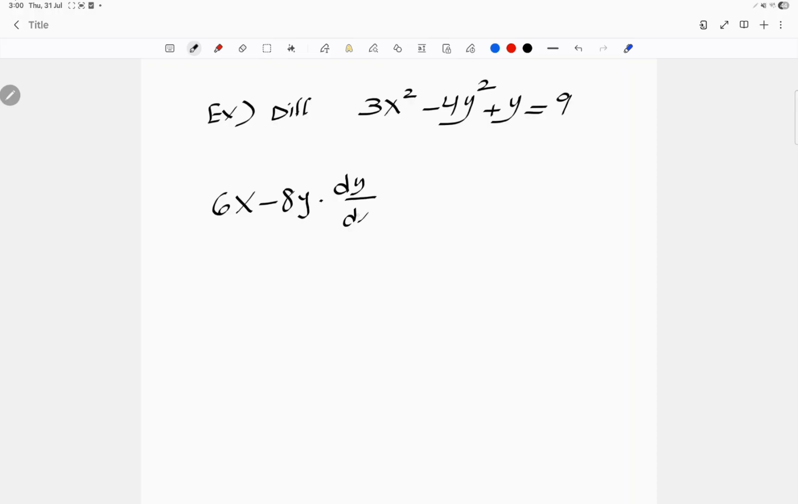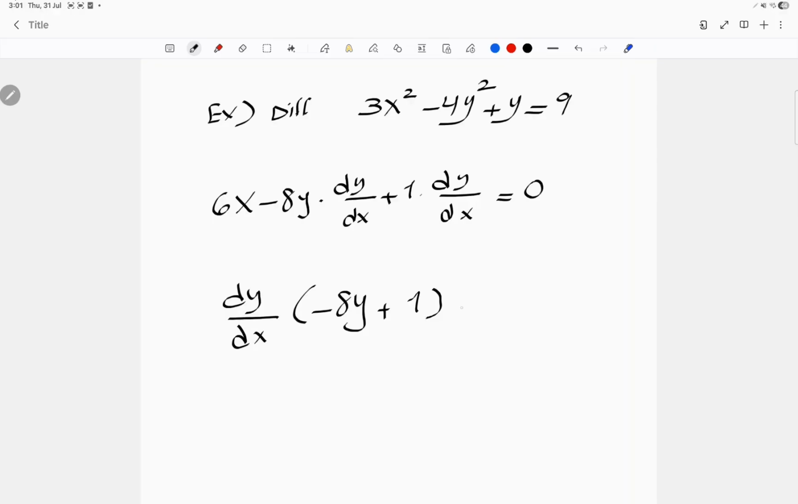Let's now do this question. Differentiate 3x squared minus 4y squared plus y is equal 9. It's your chance to redeem yourself. So we're going to differentiate, so 6x minus 8y dy over dx plus 1 times dy over dx. Let's now factor out dy over dx is equal minus 6x. And then you have minus 6x over minus 8y plus 1.